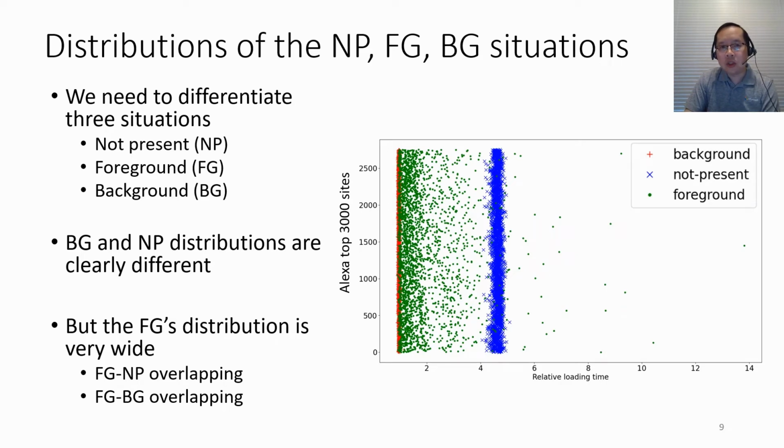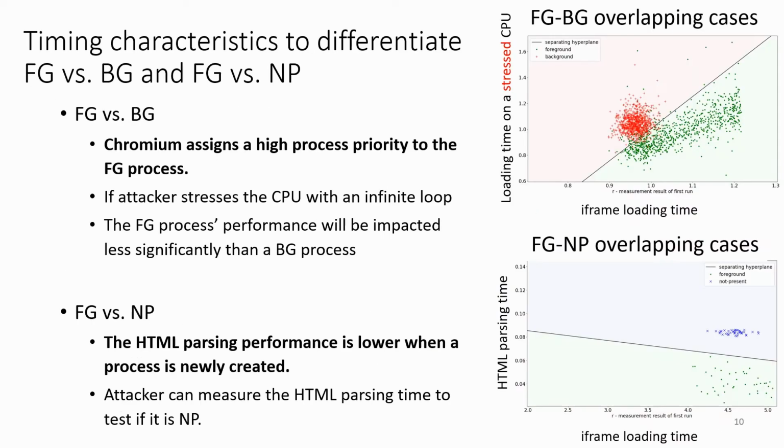The red BG and the blue NP distributions are clearly different. The green FG distribution is very wide, so we have FG and NP overlapping, also FG and BG overlapping. To deal with the overlappings, we identify other timing characteristics to differentiate FG versus BG and FG versus NP.